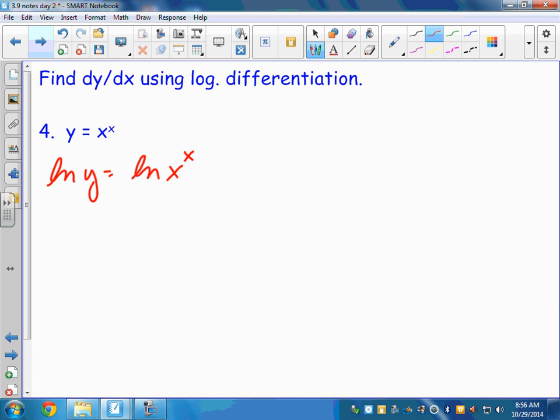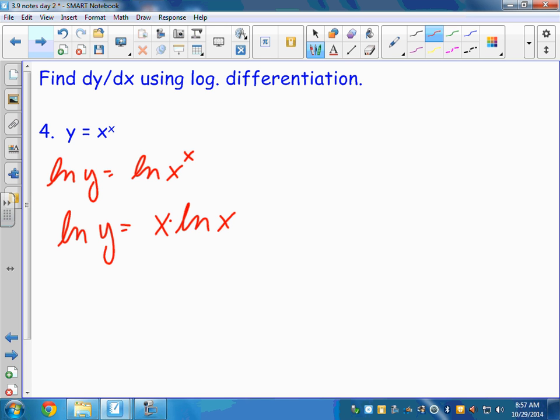I'm allowed to ln both sides of an equation, and if I ln both sides of the equation, I can use that property of pulling the x out front. So I now have ln of y equals x ln of x. Does that look like something that I could take the derivative of? Yes, because I can do the product rule over here, yes?